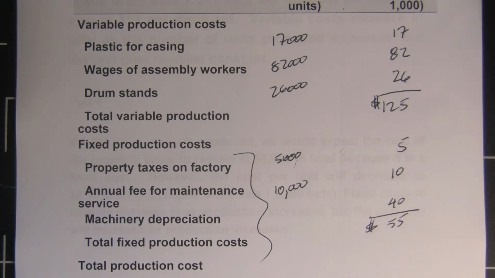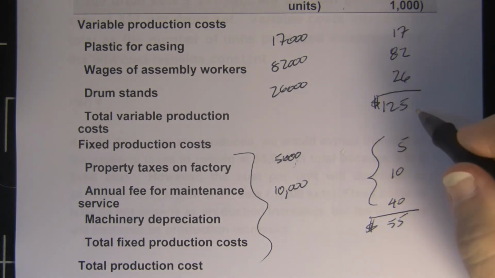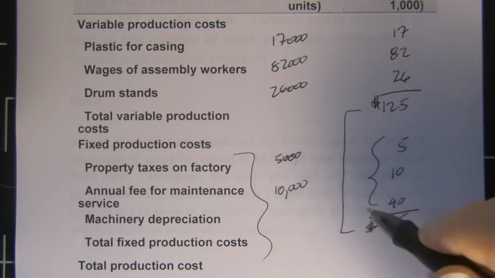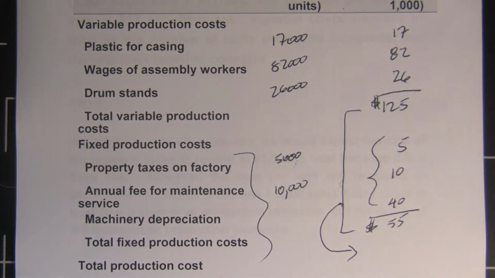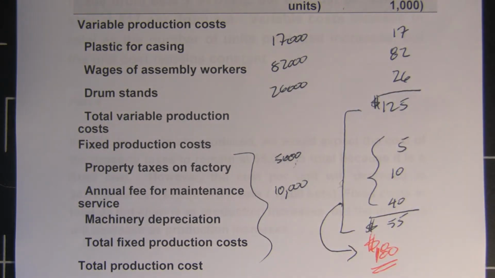These are allocations. These are not actual costs. We didn't actually pay $5 for each drum for property taxes. We paid $5,000 for the year. That works out to be about $5 per drum. These are all allocated costs. Our total cost is the sum of those two, and that's $180. That's our total per drum, $180 per drum. Now let's see what else these guys are asking us to do.